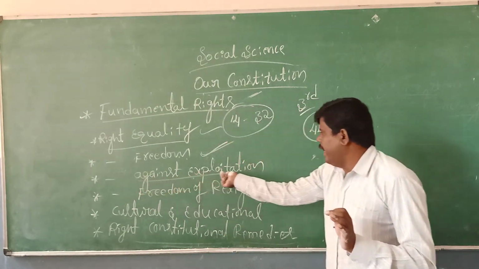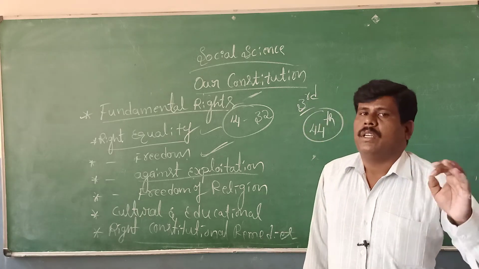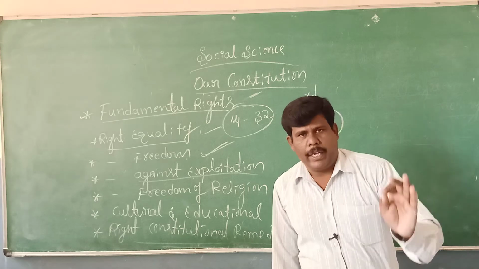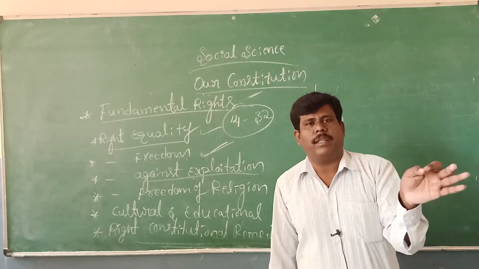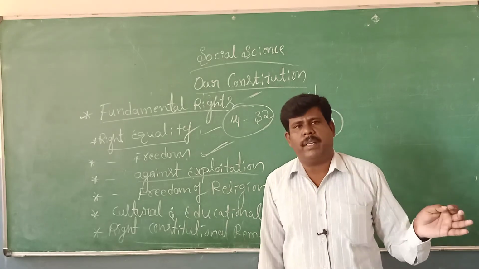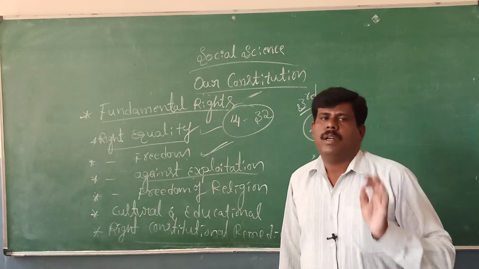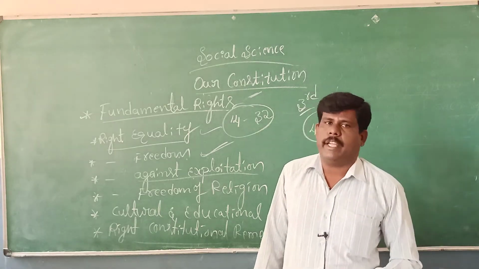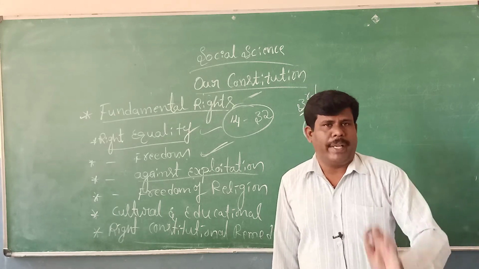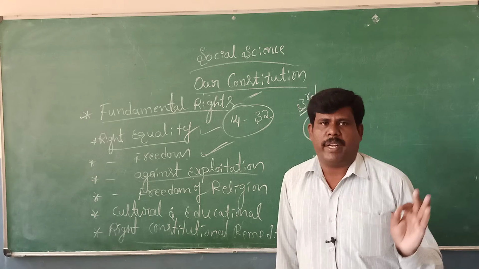Next one, right against exploitation. This right is provided by our Constitution against exploitation. In the previous days, before independence, women, children and weaker people were all exploited in many ways. Women were exploited from the parents' side and also after marriage from the husband's side. So our Constitution prohibits begging, dowry and other malpractices. So women are protected by our Constitution.